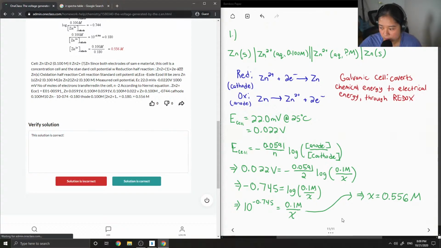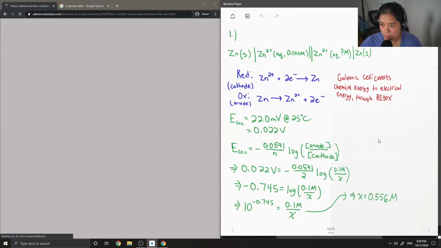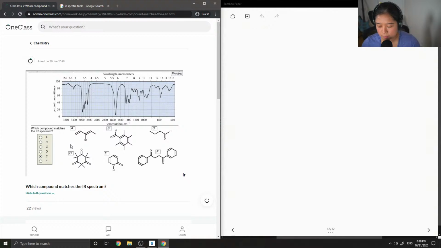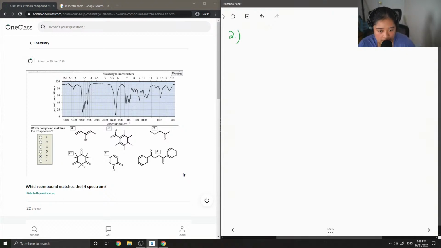All right, so let's move on to question number 2. Question 2, which compound matches the IR spectrum? And then they have different compounds from A to F. So basically with IR, each of these different peaks corresponds to certain functional groups in the compound.